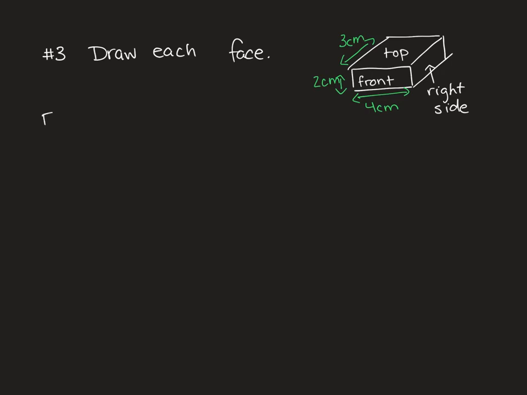So we're going to need a front, and the opposite of a front is a back. We need a top. The opposite of a top is a bottom. We need a right side. And the opposite of a right side is a left side. So now we're going to look at each face, and I'll put our work in yellow so it's easy to see.